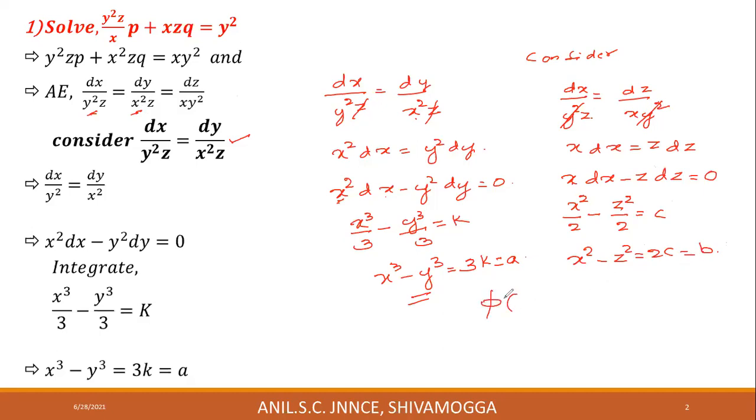Now write the general solution. General solution is phi of u comma v is equal to 0. That means phi of x cube minus y cube comma x square minus z square is equal to 0. So make a note of this. If you consider second and third, you cannot eliminate x. Therefore, you must consider first and third only. First and second, first and third.